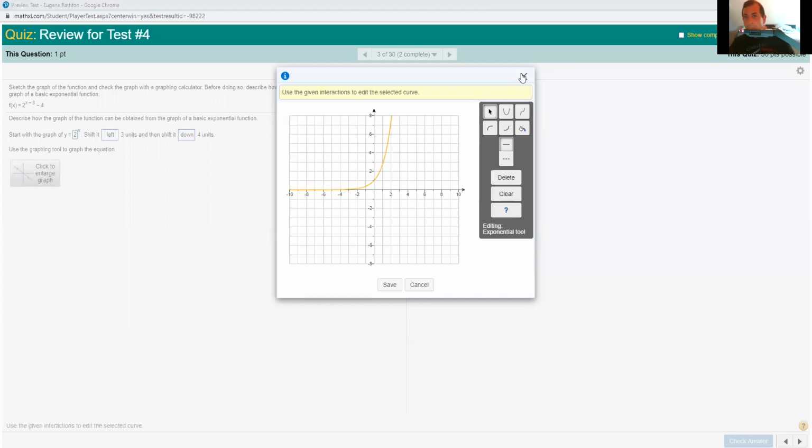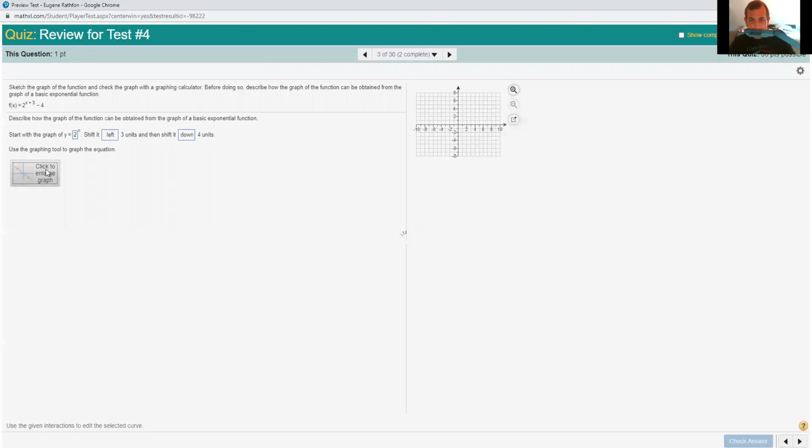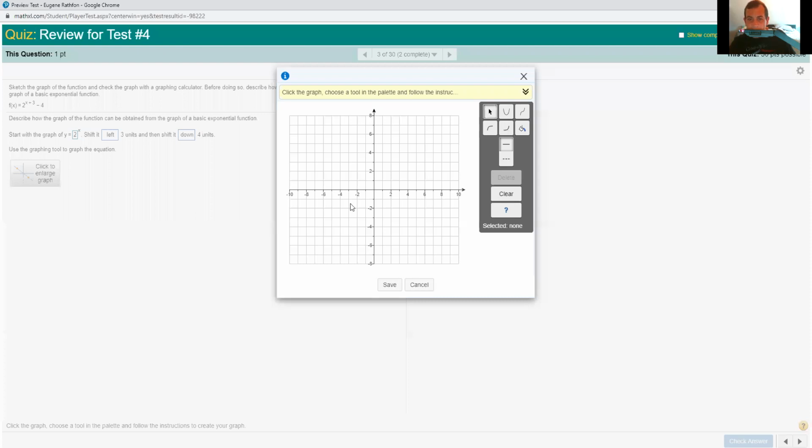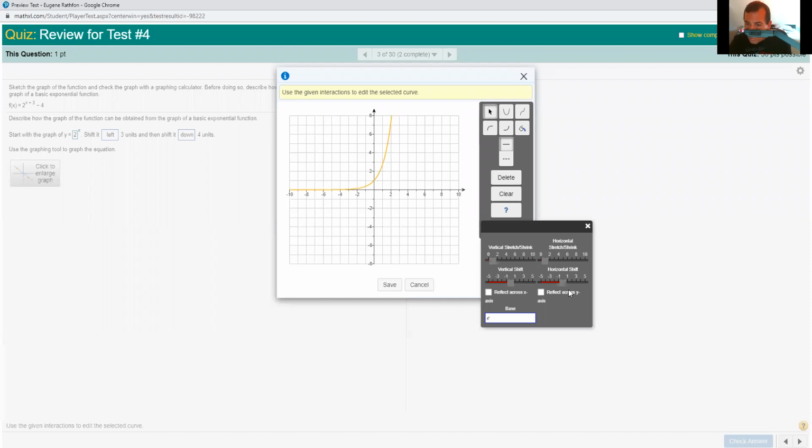Oh, hold on now. Let me re-graph because I was putting someone in and I lost my box. All right, so exponential, click it. All right, so I said I went left three. Left three will be horizontal, 3 units.